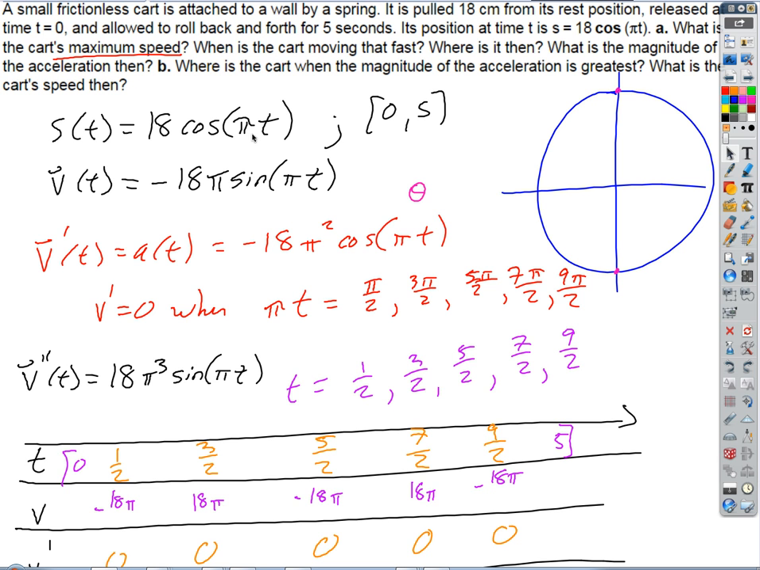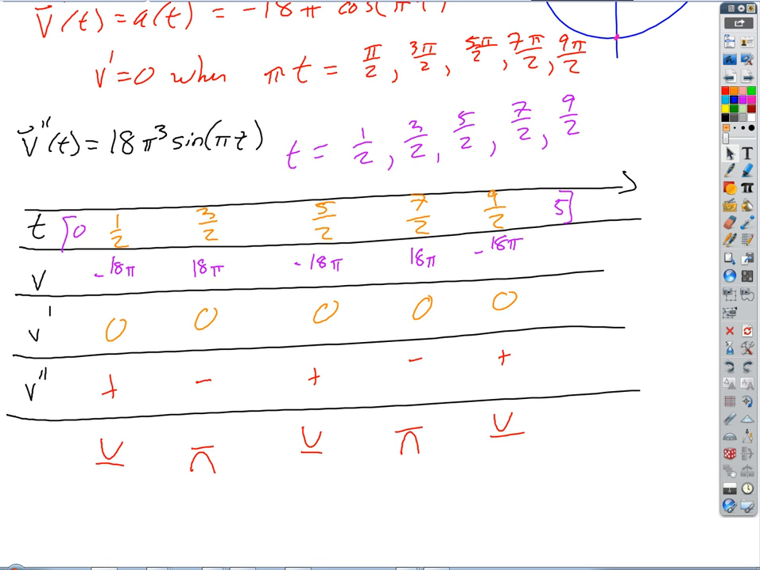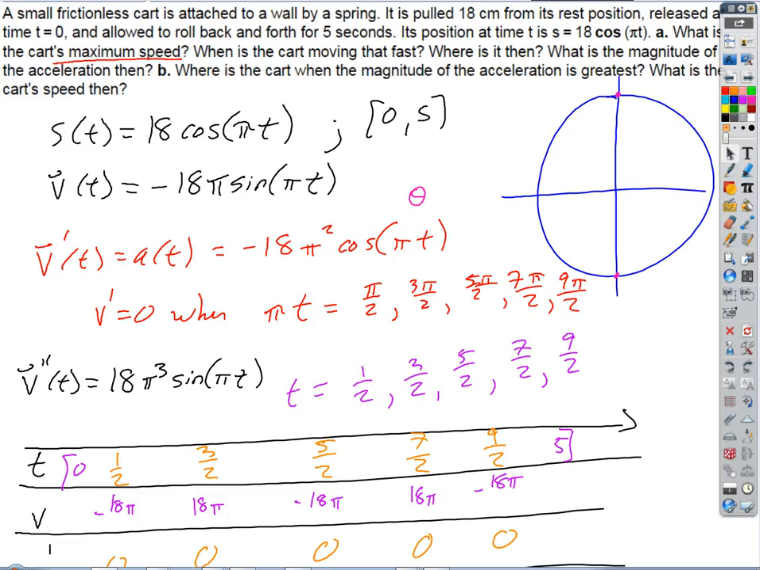Okay. But you don't even have to know that about the physics. You would just plug it in there and see where it's moving its fastest. Well, it's going to be at these times, and the position function is giving us back 0 for all those. What is the magnitude of the acceleration then?